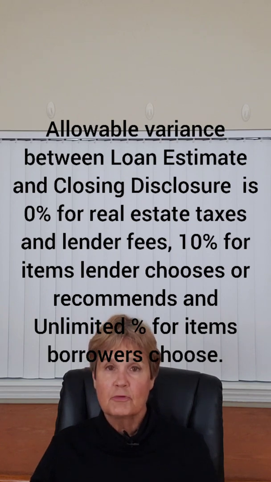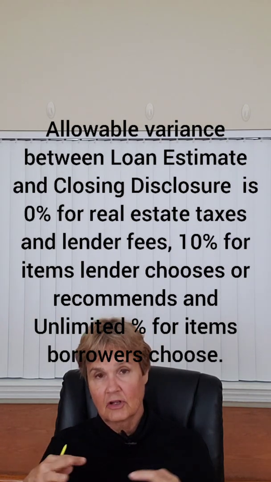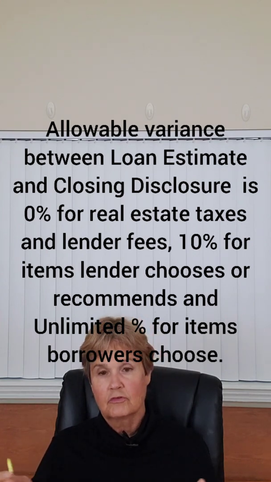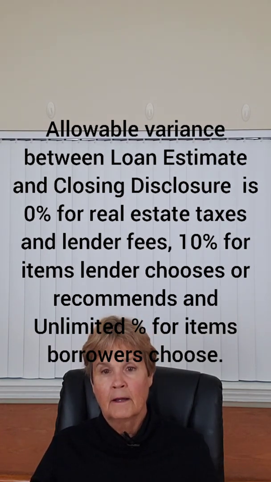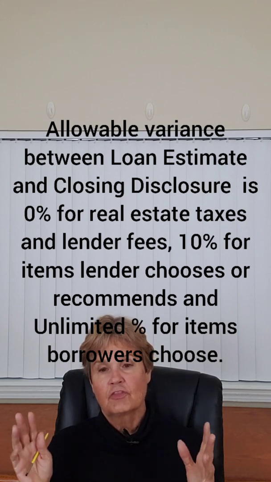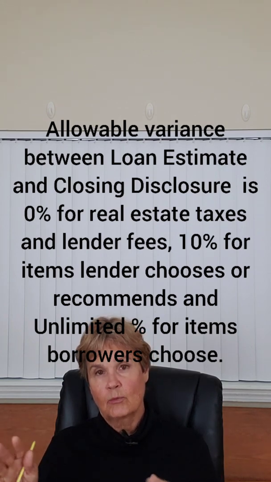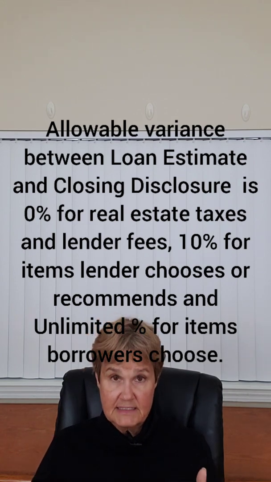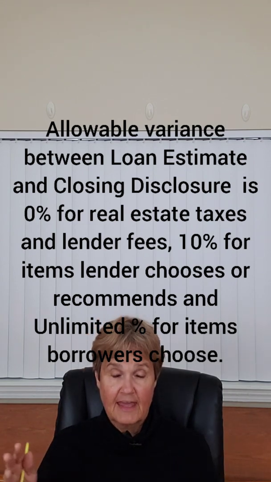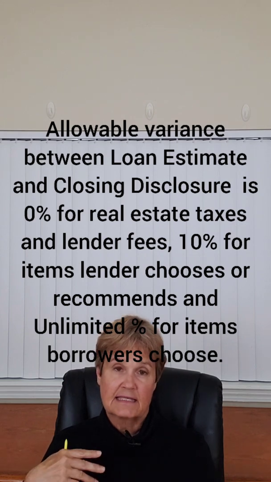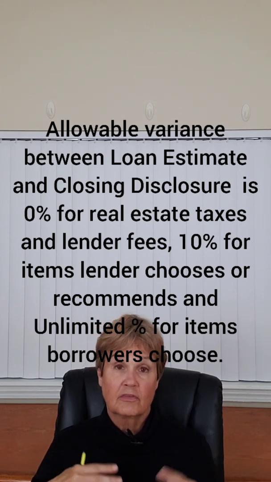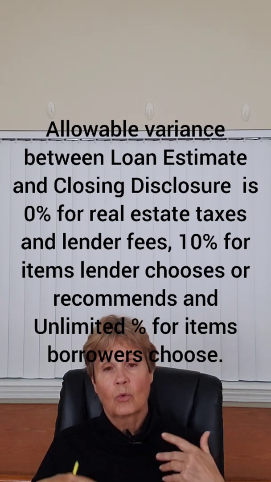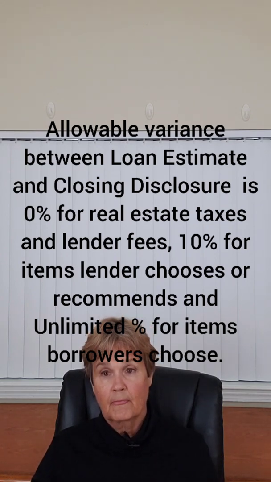Okay, so 0% for things that the lender chooses and has to be right, like real estate taxes. 10% for things that they choose or they recommend. So government recording fees, they're going to put that down. There's going to be taxes to record the deed. There's going to be taxes to record the mortgage. All right.